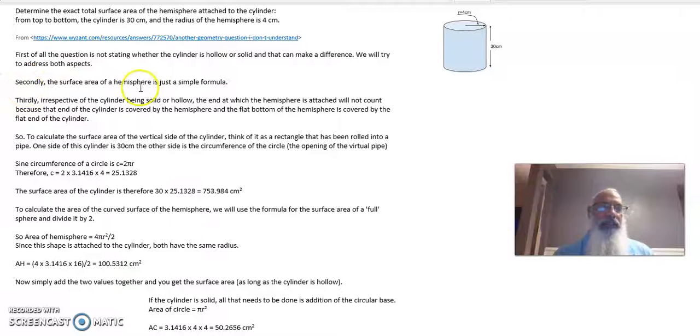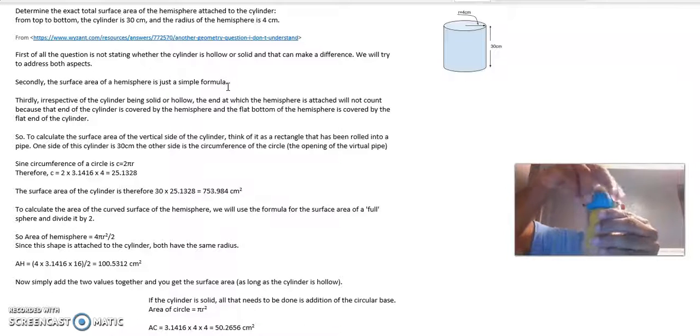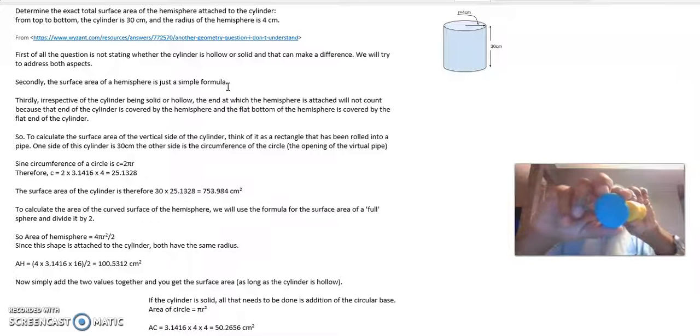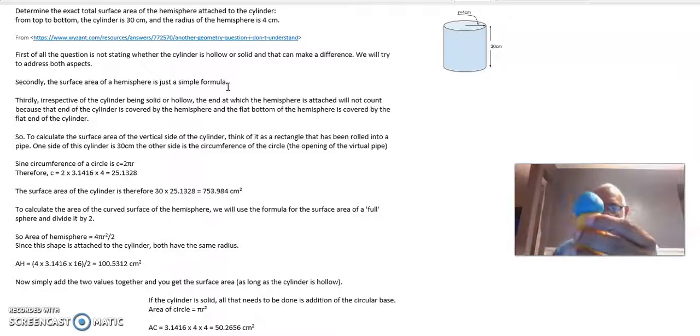And then the second thing is that the hemisphere itself, that is a very simple calculation for the surface area of the curved surface. Remember that as I was showing you in this model, this surface of the cylinder and the bottom of the hemisphere attach together. So that surface does not count. So one of the surfaces of the cylinder and the bottom of the hemisphere are not relevant. All we need is the curved surface of the hemisphere and the curved sides of the cylinder.